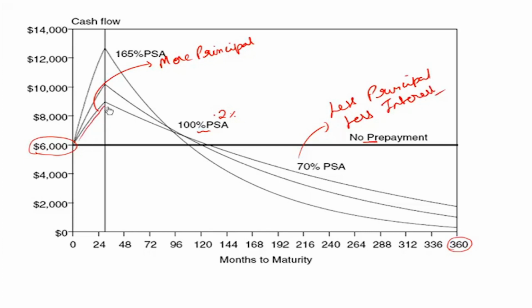So with a 100% PSA, the cash flow profile would look something like this. With a 165% PSA, even more principal has been paid upfront. So even less would be the cash flows in the future. With a 70% PSA, similarly, it would be lesser prepayments initially, so more cash flows relatively in the future, but still lesser than the no prepayment cash flows. So this is the concept of prepayment and how prepayment affects the cash flows from a bond.